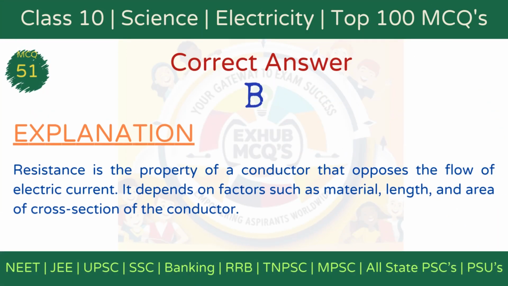The correct answer is option B, resistance. Explanation. Resistance is the property of a conductor that opposes the flow of electric current. It depends on the material, length, and cross-sectional area of the conductor, and it is measured in ohms.